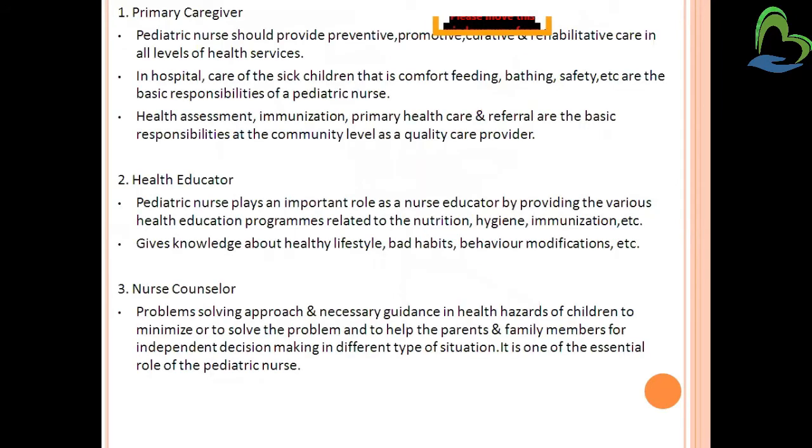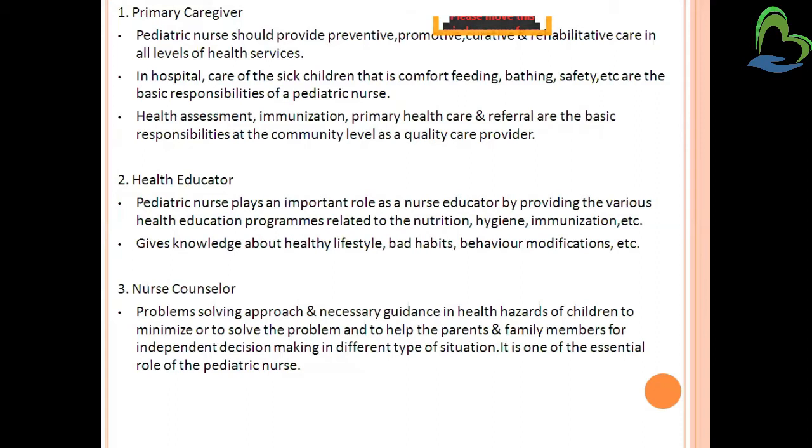So first role is as a primary caregiver. Pediatric nurse should provide preventive, promotive, curative, and rehabilitative care in all levels of health service. On all levels of health service means whether in PHC, CHC, district hospital, or any hospital. So in any level the nurse is working, the nurse should provide this preventive, promotive, curative, and rehabilitative care.